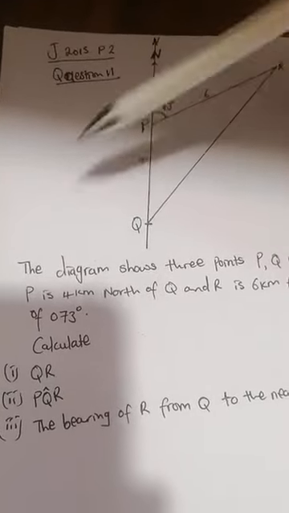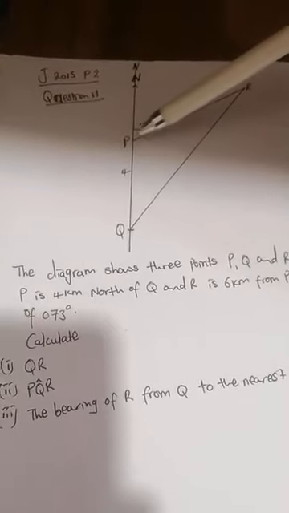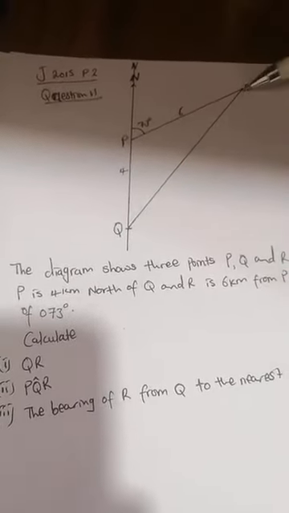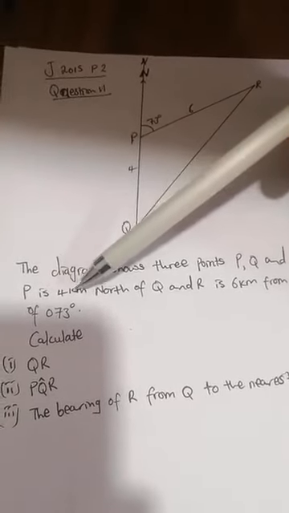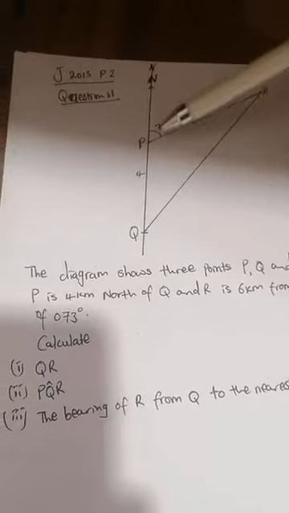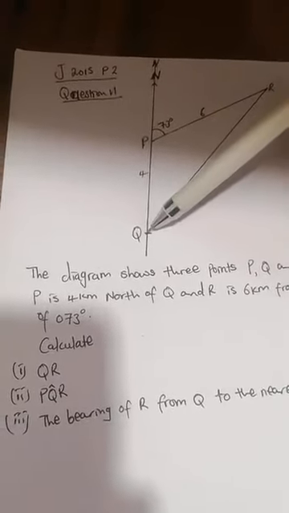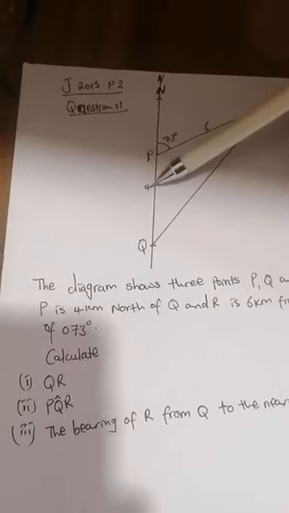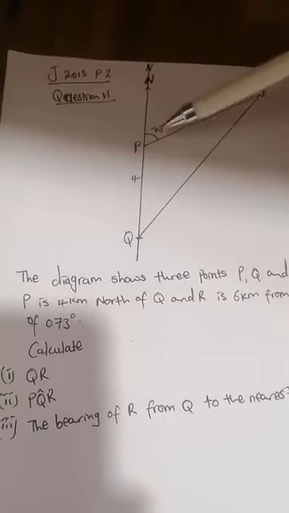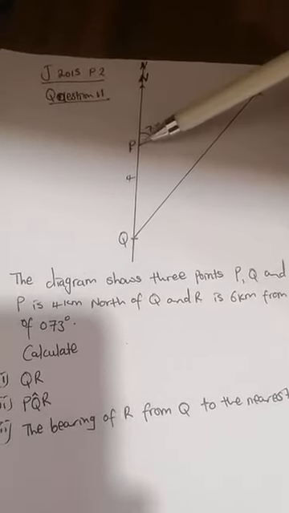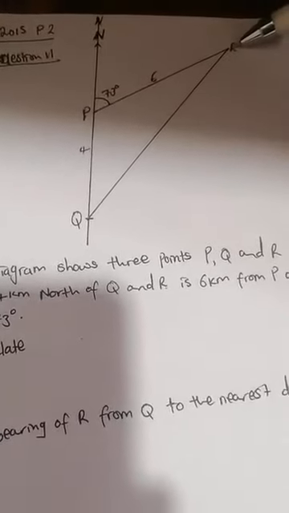So the question says the diagram shows 3 points P, Q and R such that P is 4 kilometers north of Q. So from Q to P it's 4 kilometers. And R is 6 kilometers from P. So from P to point R, that's 6 kilometers.